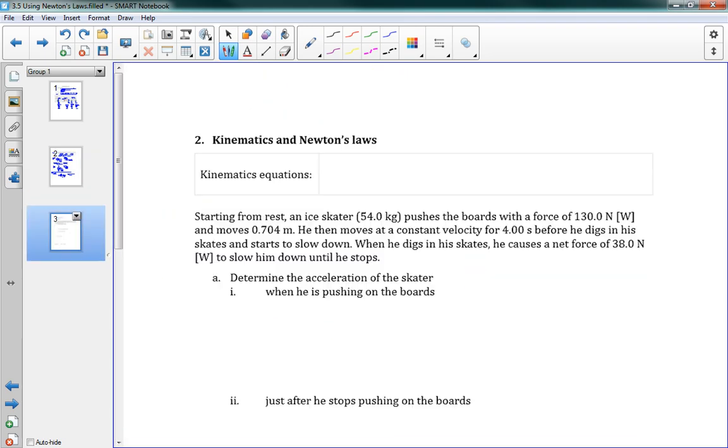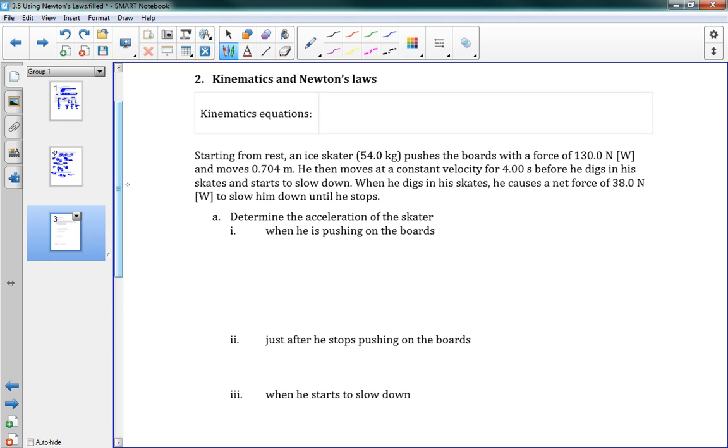Okay, final page. Kinematics and Newton's laws. So we want to bring in now our kinematics equations from Unit 1 and use those to look at these sorts of problems. Now you might remember from kinematics equations, they all assume constant acceleration. Right? We had equations that had initial velocity and final velocity and those sorts of things, but no initial acceleration and final acceleration. We just have one value for acceleration. It's constant through the whole problem.